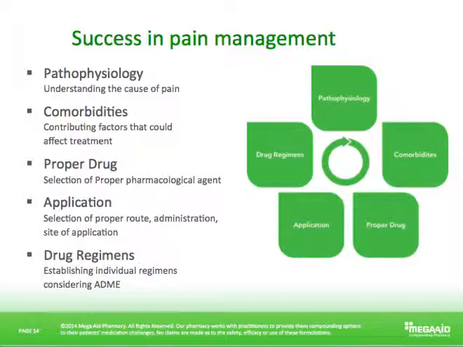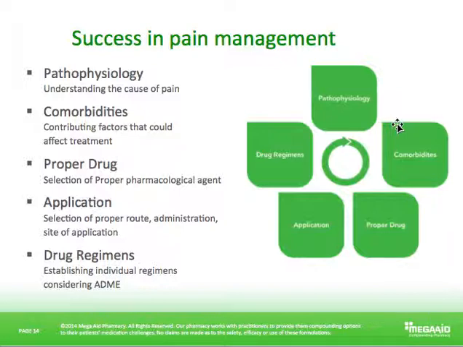Where does success in pain management come from? Success in pain management comes from understanding that you really need to take into consideration the entire picture of pain pathophysiology in order to successfully treat pain. So you need to understand what is the cause of pain, what's the pathophysiology of pain, and what other comorbid conditions or different disease states a patient has.